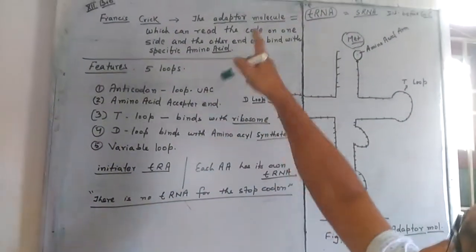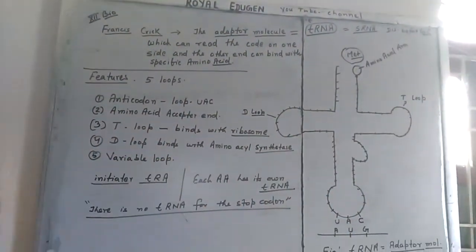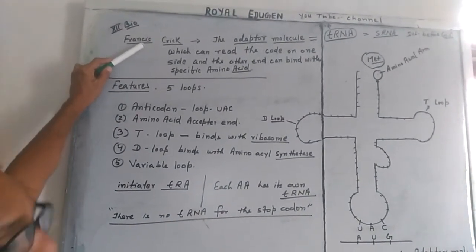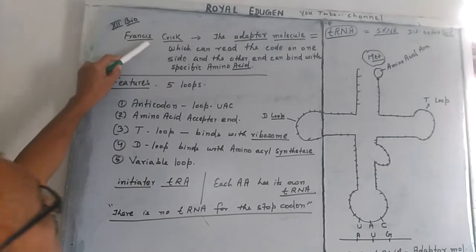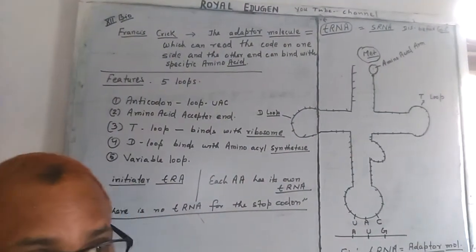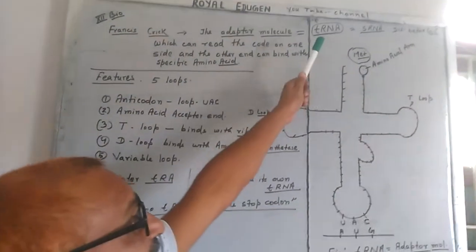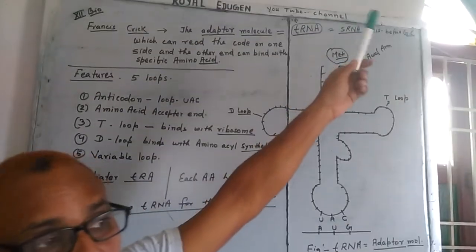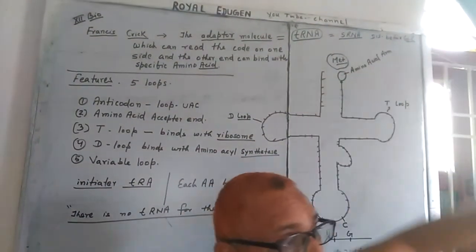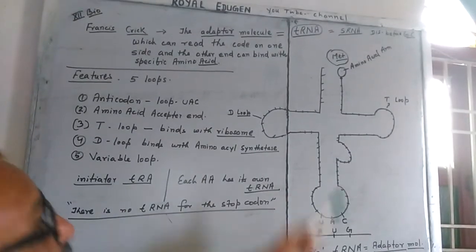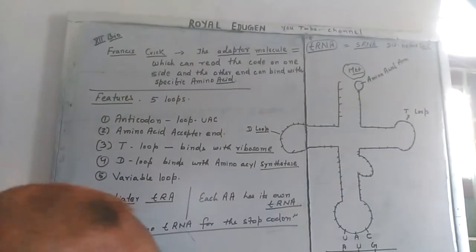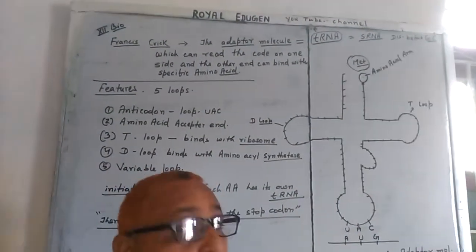Here Francis Crick, Watson and Crick explained the double helical model of DNA. He also explained the role of adaptor molecules. Remember one thing: before the discovery of transfer RNA, the genetic code was discovered. So the adaptor molecule, transfer RNA, works like an adapter.